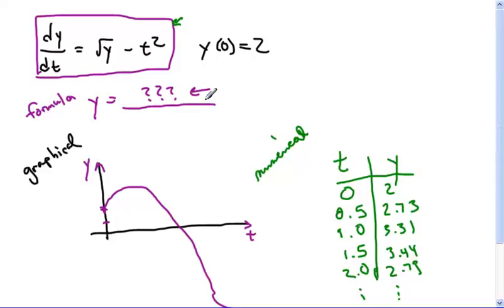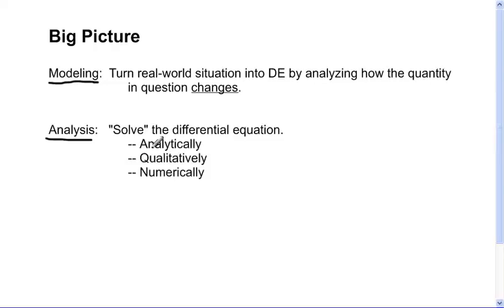So when you can't get a formula solution, you will still be able to at least get a picture, a graphical solution. There's more to qualitative than just graphical, but I just thought I'd show you that right now. And you can get a numerical solution. And again, those are your two backup approaches when you can't solve it analytically, which is very often.